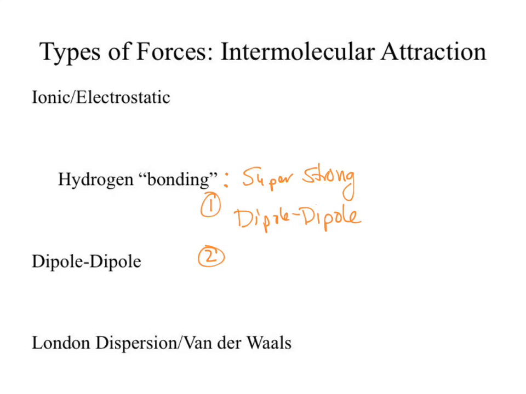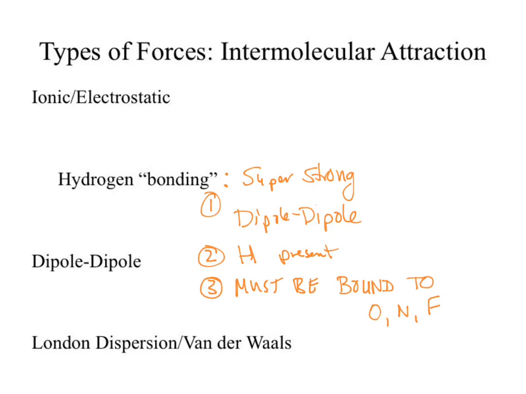Not only do we need to have a dipole-dipole, we need a hydrogen present. That's the second rule. But we have one more rule on that. That hydrogen must be bound to oxygen, nitrogen, or fluorine. If these rules are satisfied, then we have hydrogen bonding. If they are not satisfied, it is not hydrogen bonding.